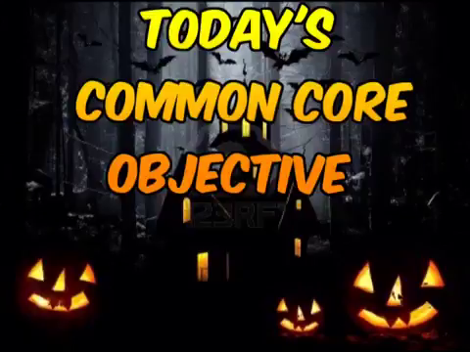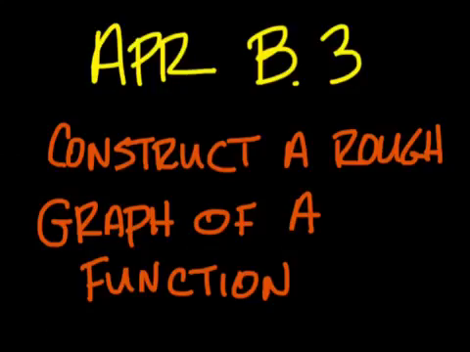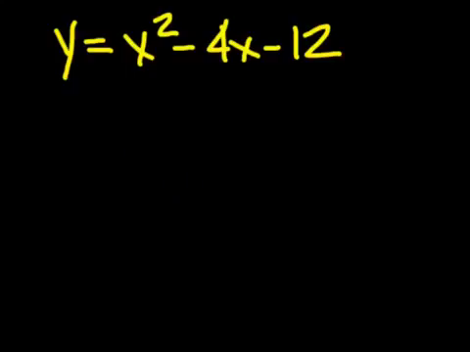Here we go. Construct a rough graph of a function. So just what we did yesterday. Here's example 1. When you're presented with a quadratic equation that you must graph, your first thing is to solve it, to find the zeros. And your first option should be to try to factor it out. If it's not factorable, then you might want to try the quadratic formula. Can't go wrong with the quadratic formula.